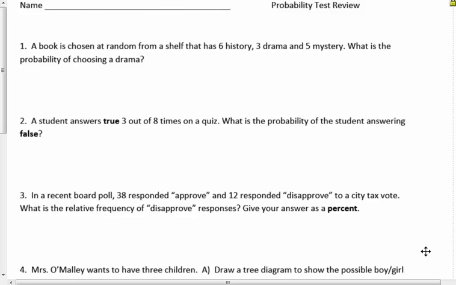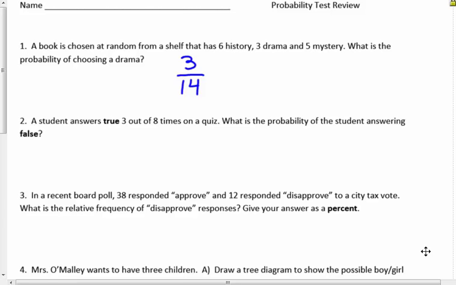So question number 1. A book is chosen at random from a shelf that has 6 history, 3 drama, and 5 mystery. What is the probability of choosing a drama? So what is the single fraction, class? 3/14. 3 out of 14. Yes, very good. 3 out of 14.